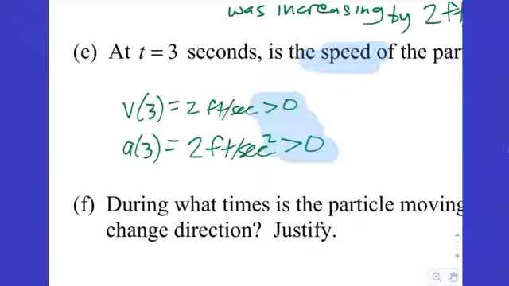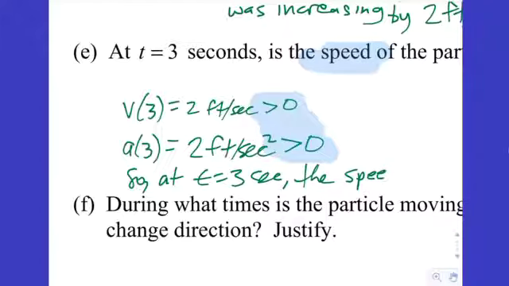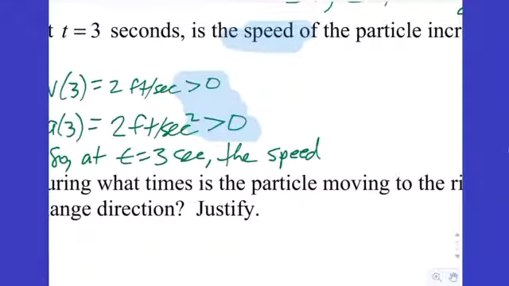The justification is that right there. All you have to do is show me what that number is in relation to 0. That number is greater than 0. That number is greater than 0. So, at t equals 3 seconds, the speed is what? Increasing. The speed is increasing.